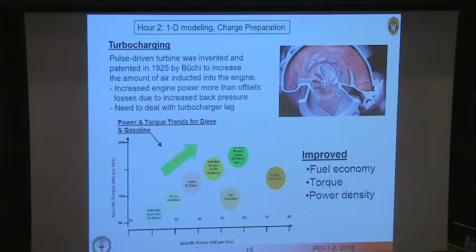There are considerations, though, such as turbocharger lag, because you basically have to spin up this turbocharger as you change the speed of your engine. So there's a lot of design that goes on behind the scenes.